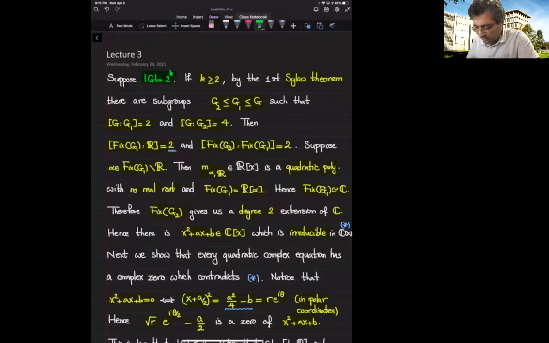again, before I go there, let's recall the Sylow 2-subgroup. The first Sylow theorem tells me that if 2 to the k divides the cardinality of a group, then this group contains a subgroup of order 2 to the power k minus 1, 2 to the power k minus 2, 2 to the power k minus 3, and so on.